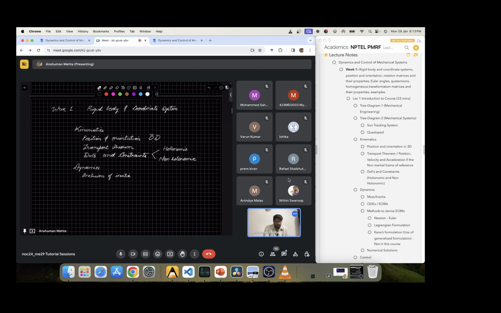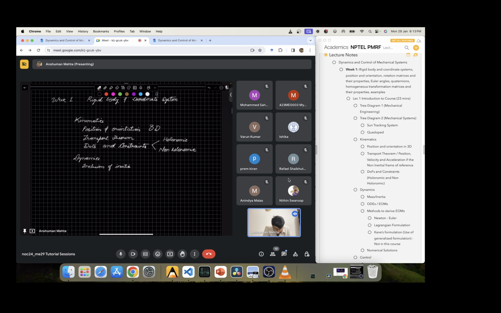Then we have formulation of equation of motion, or ODEs. We will write ODEs, or equation of motion. So if you have any doubt in any of these topics or the introduction of these topics, please put it in the chat. I will be explaining that.